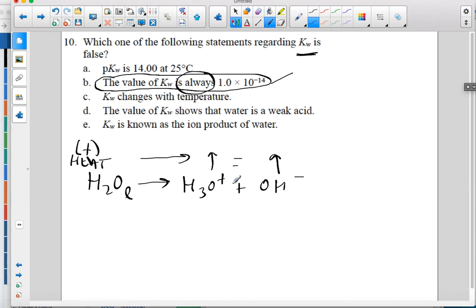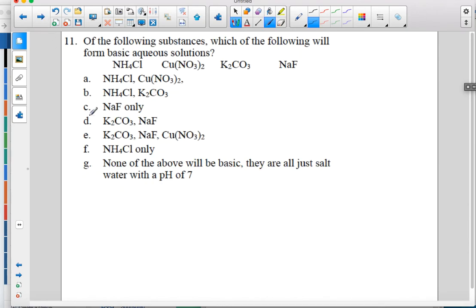But what it will do is cause the Kw value to change. So the Kw value will change, and the amount of OH- and H3O+ will increase as well. If they increase at the same rate, it doesn't make it an acid, but the pH value will change. Okay, next. 11. Which of the following substances will form basic solutions?